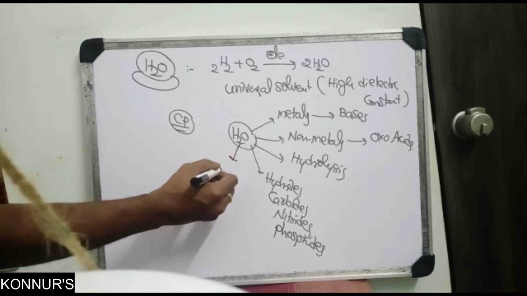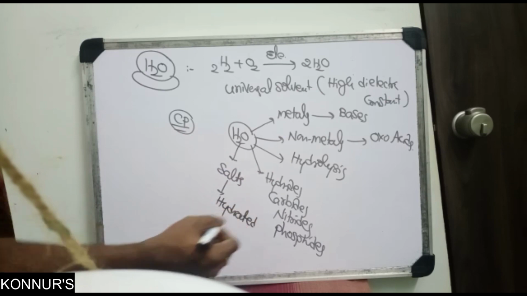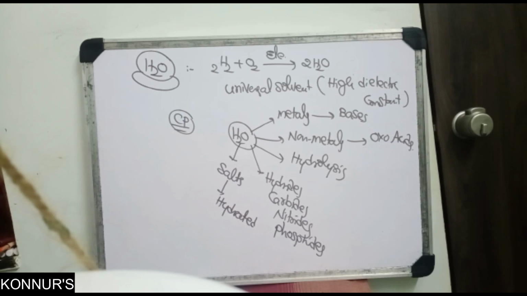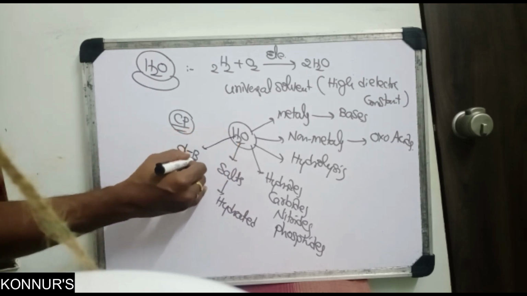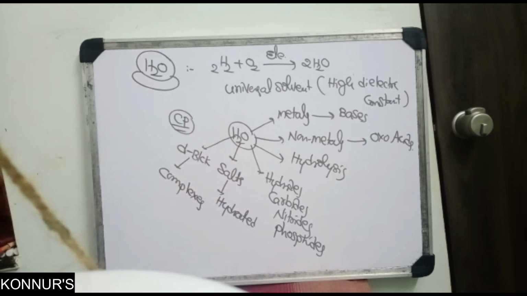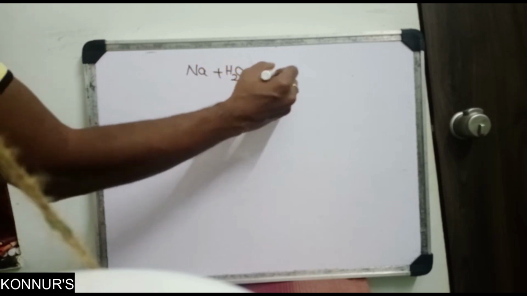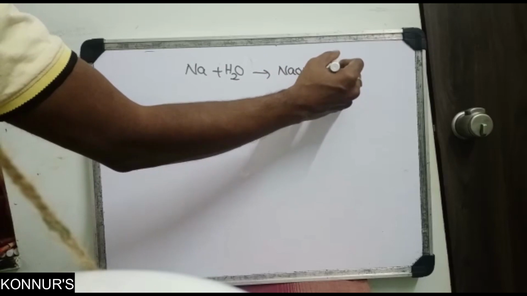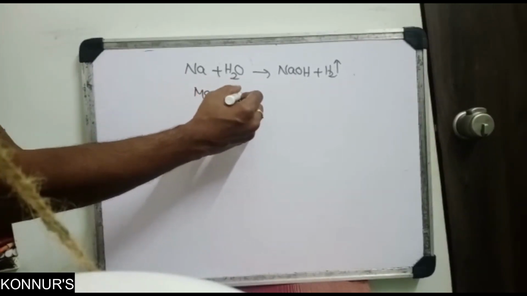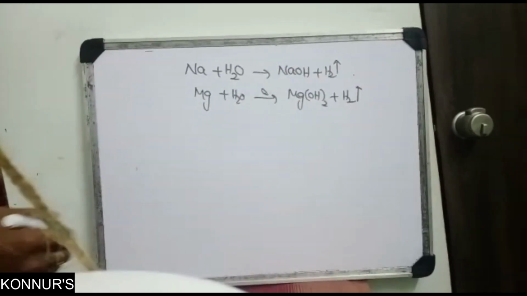Next, salts are hydrated, so they are a combination with water molecules. Suppose the d-block element compounds: they form complexes. Let us see the examples one by one. Sodium reacts with water and you get NaOH plus hydrogen gas. Magnesium with water, when heated, gives Mg(OH)2, and hydrogen gas comes out.